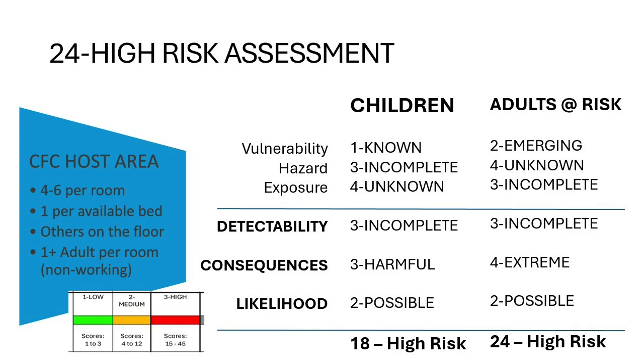So you multiply the detectability, 3, incomplete, and consequences, which is 3, harmful, and the likelihood of 2 being possible. So 3 by 3 by 2 is how we arrived at a high risk assessment with a score of 18 for the children. And then we look at the adult YFC participants and their risk assessment and how it became 24, high risk. And here's how.